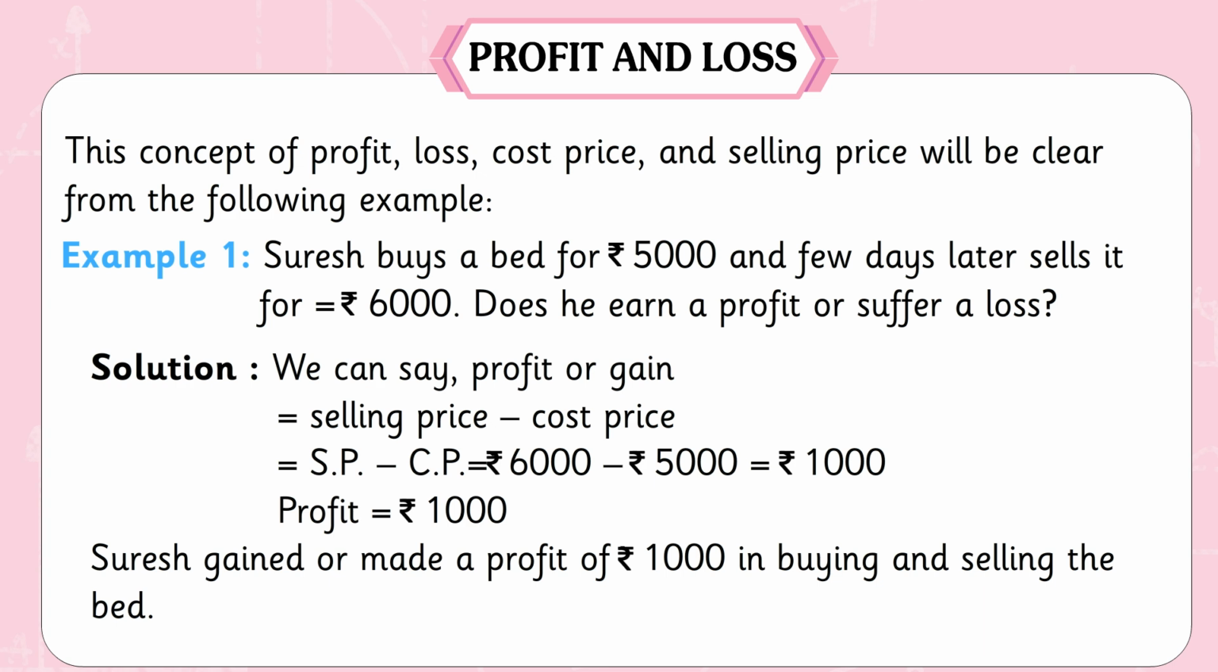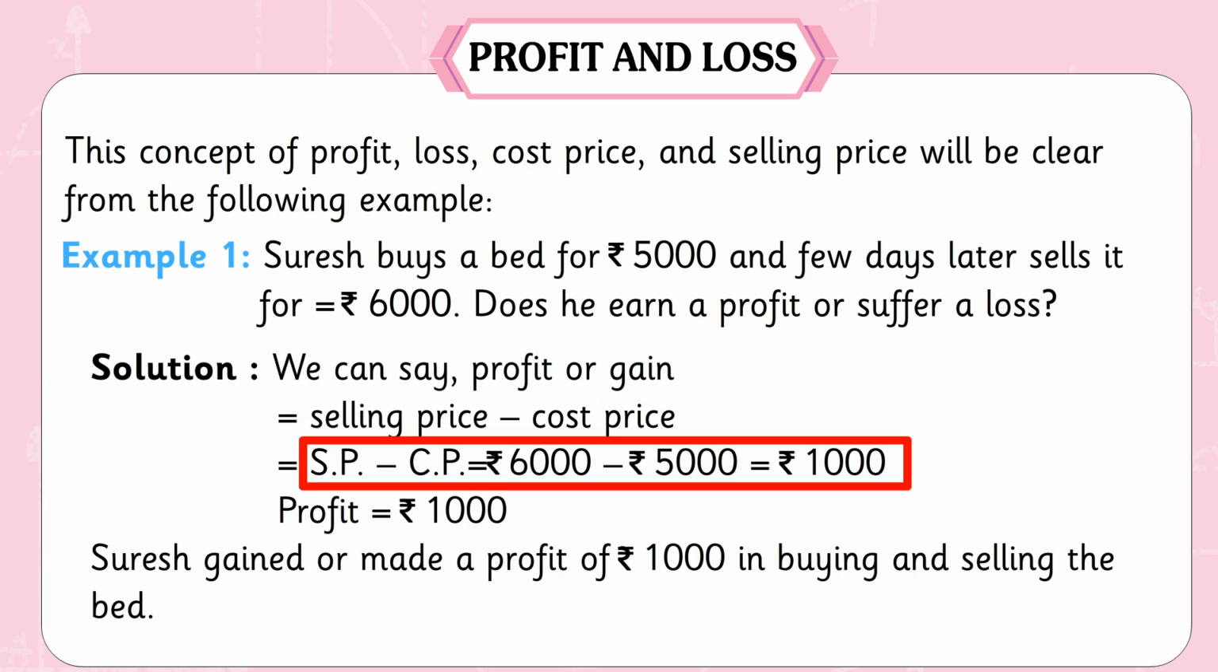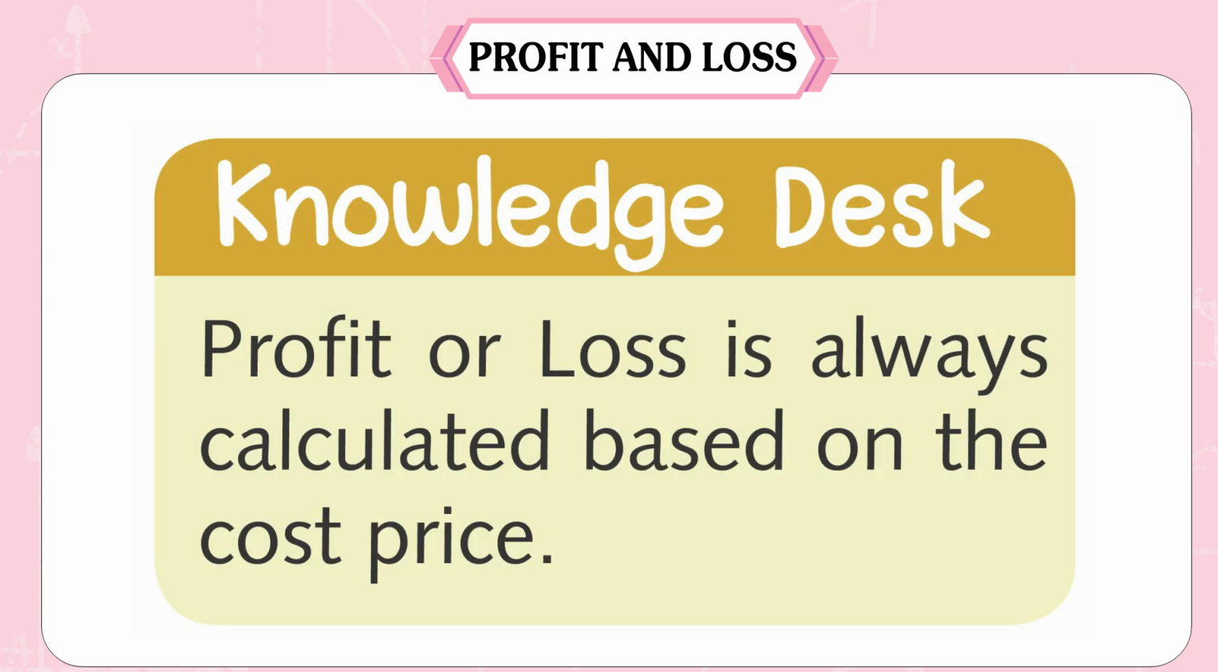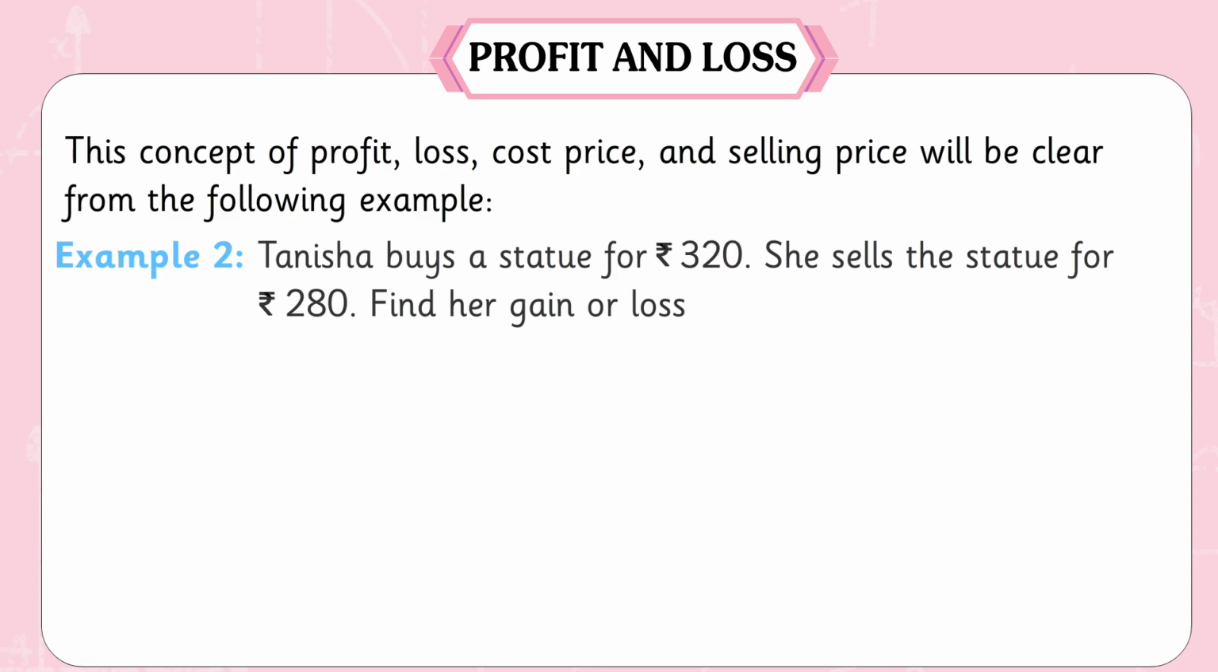We can say profit or gain is equal to selling price minus cost price is equal to SP minus CP is equal to ₹6,000 minus ₹5,000 is equal to ₹1,000. Profit is equal to ₹1,000. Suresh gained or made a profit of ₹1,000 in buying and selling the bed. Knowledge desk. Profit or loss is always calculated based on the cost price.